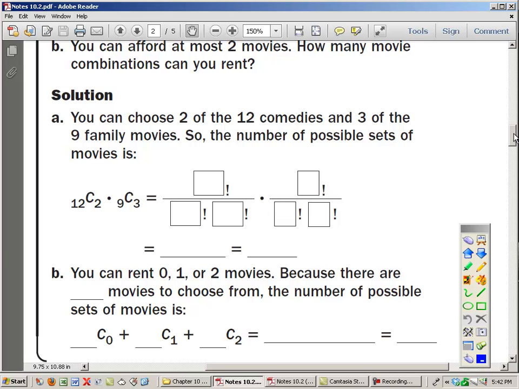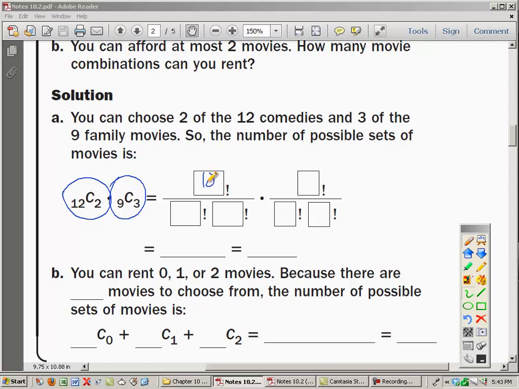So part A says, look, you can choose 2 of the 12 comedies and 3 of the 9 families. So we want 12 choose 2 and 9 choose 3. And we're going to take the product of those 2 combinations, because altogether we're talking about having 2 and 3 exactly. So we're going to end up with 5 movies, 2 of the comedies and 3 of the family, a total of 5 movies.